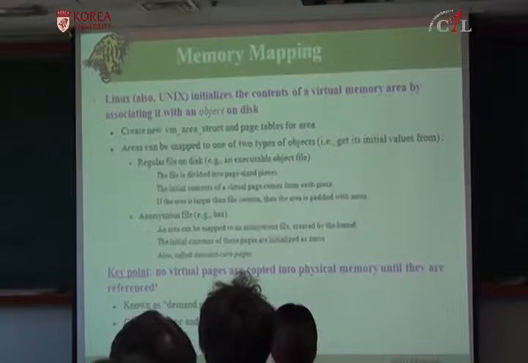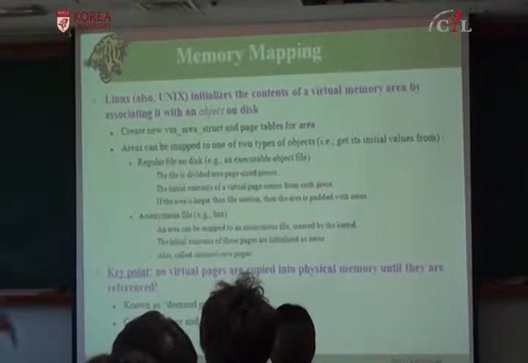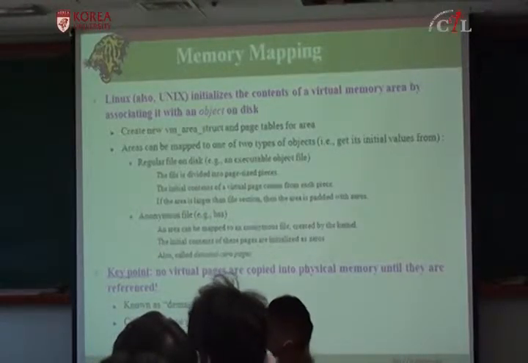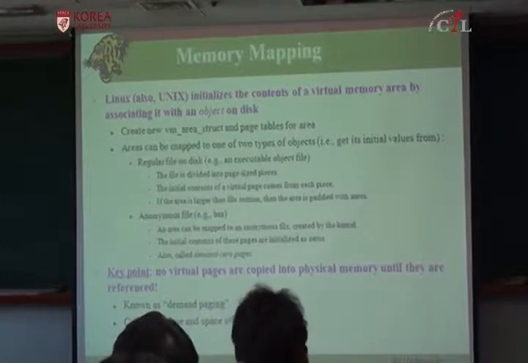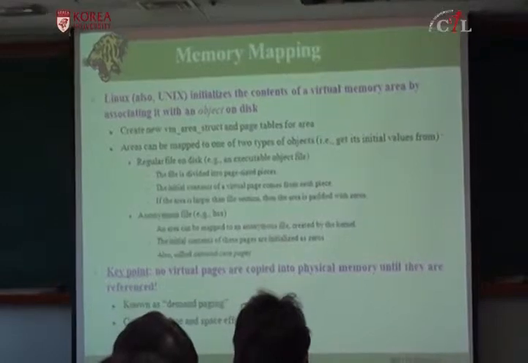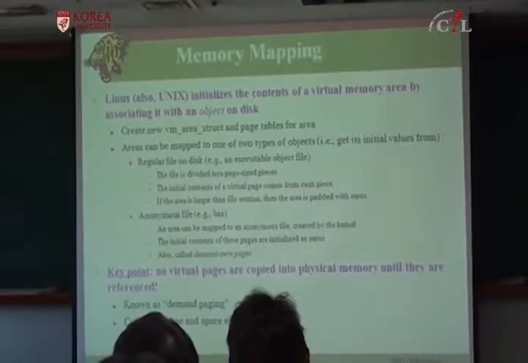So you can map some virtual memory area to a file, either a regular file or an anonymous file, but no virtual page is copied into physical memory until it is referenced. You just map. But when you actually reference, you copy from either the executable file or from the anonymous file, just initialized to zeros, on demand. This is called demand paging, and it is crucial for time and space efficiency.